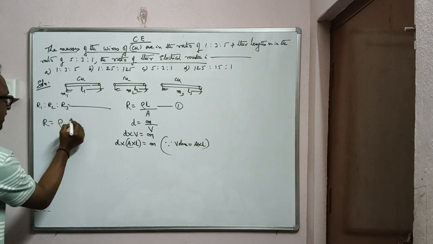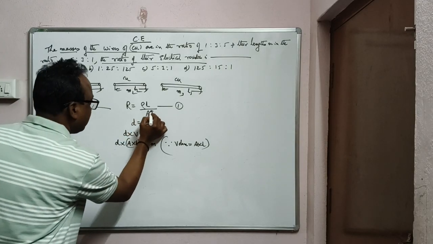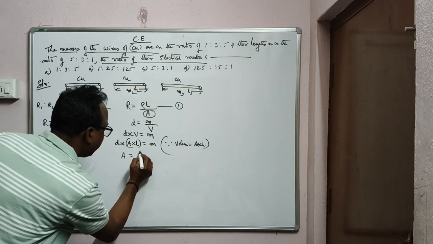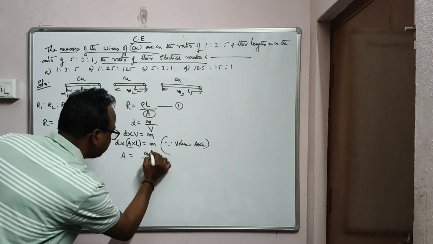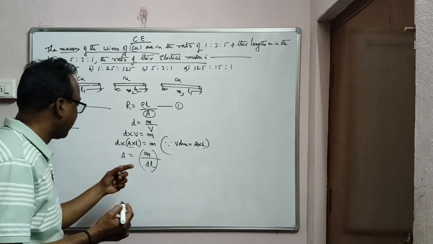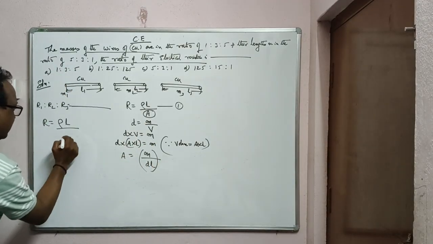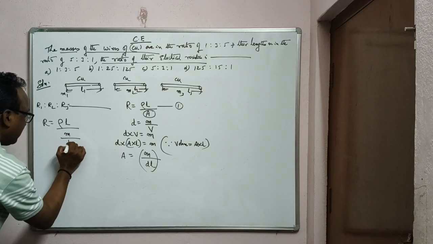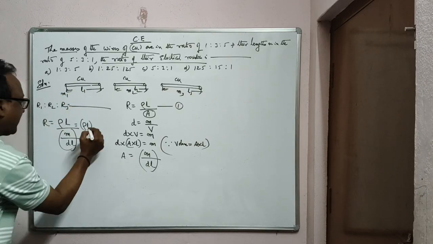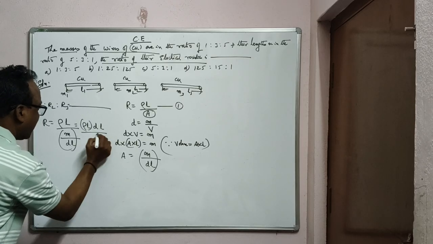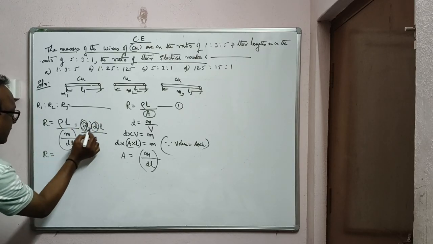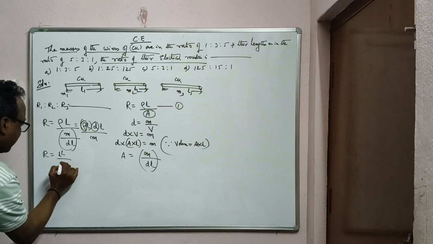Now see what is happening. Resistance is equal to rho into L by A. So in the place of area I can put it in this equation. Area is equal to m by d into L, that is mass by density into length. Substituting here, that is rho L into d L by m, density constant by mass. Now rho is a constant, density is a constant. Now resistance is equal to, taking the constant outside, L square by m.